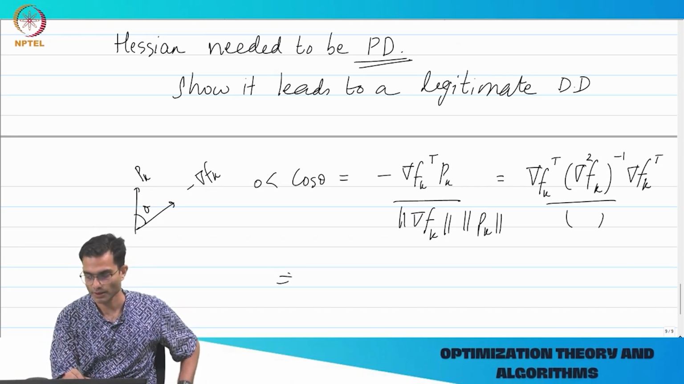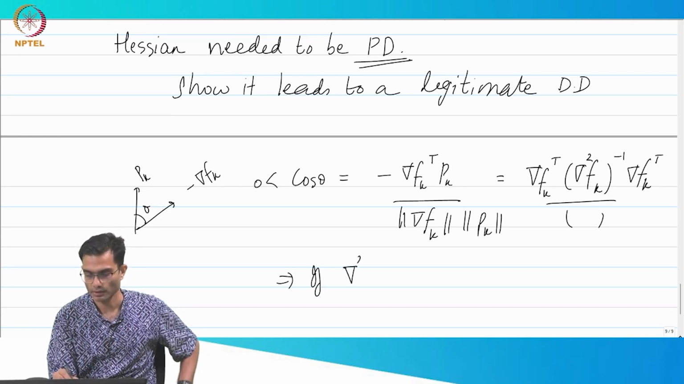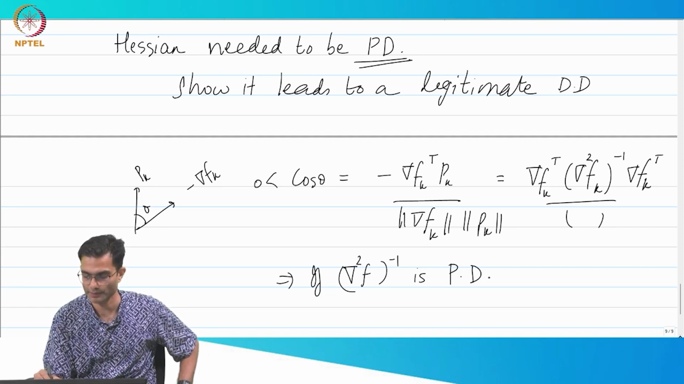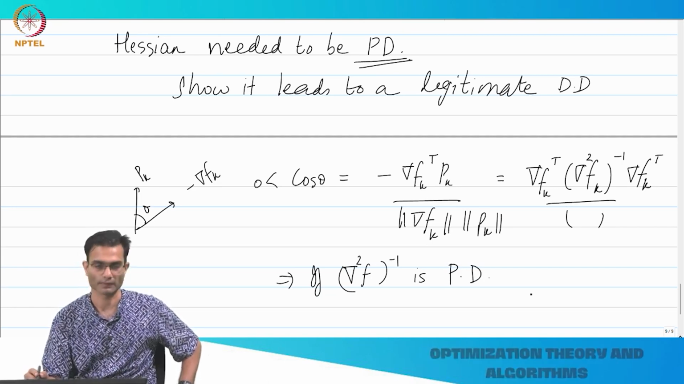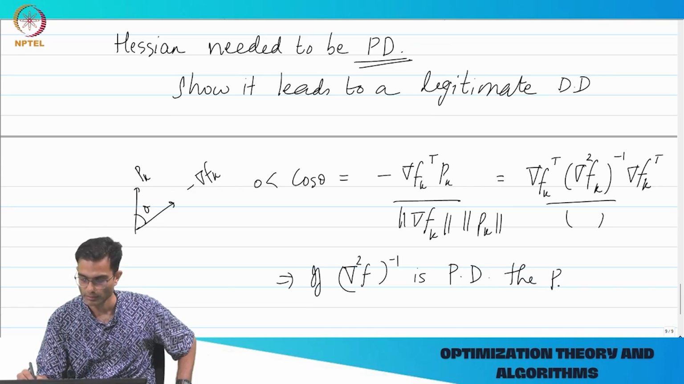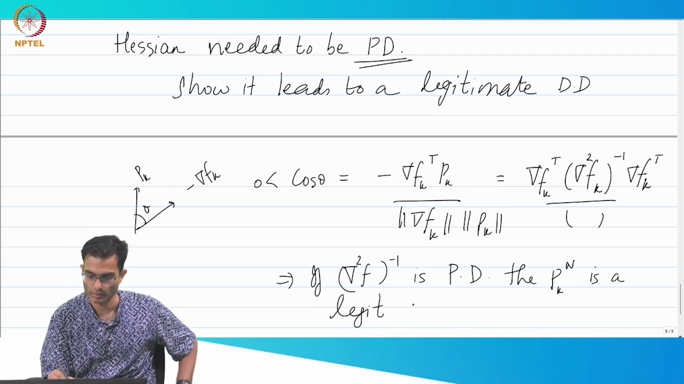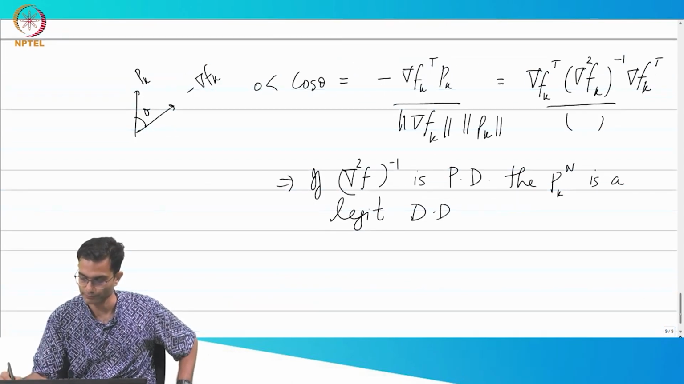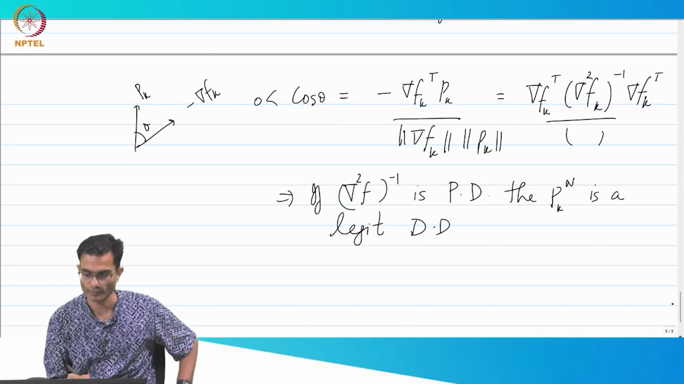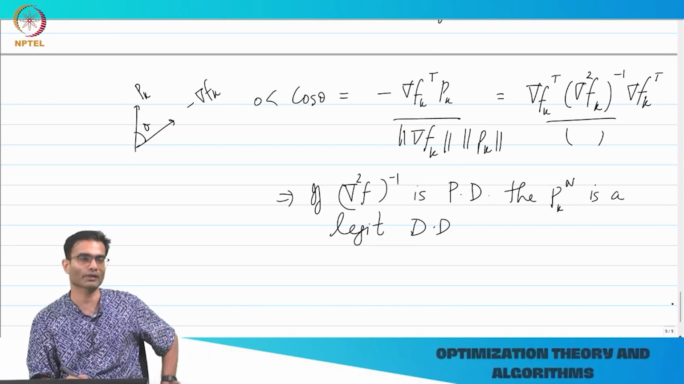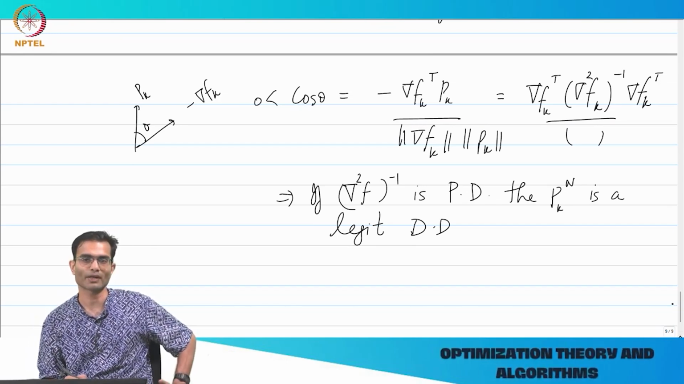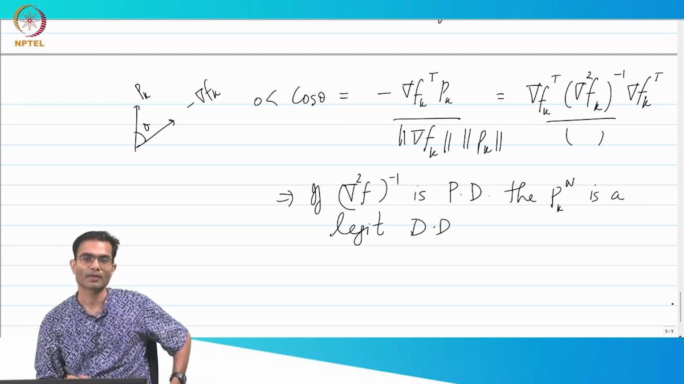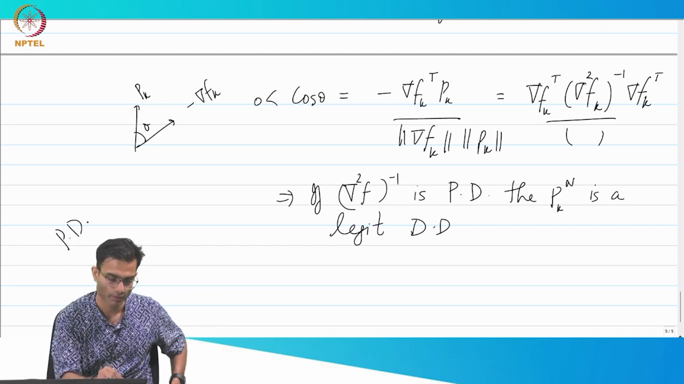So you can see therefore that if the inverse Hessian is positive definite, then pkN is a legitimate descent direction. This is a stronger requirement. Why is it a slightly stronger requirement but a very practical requirement? Because when I say positive definite, what am I saying?